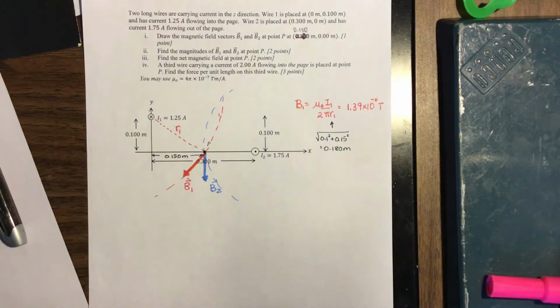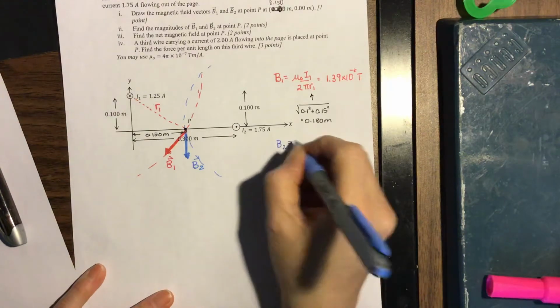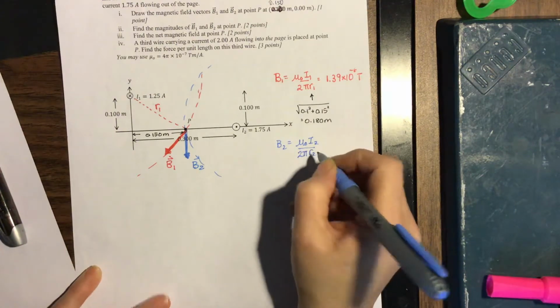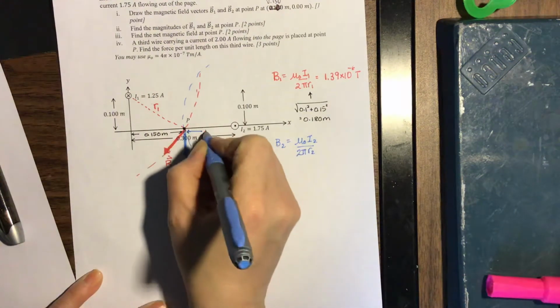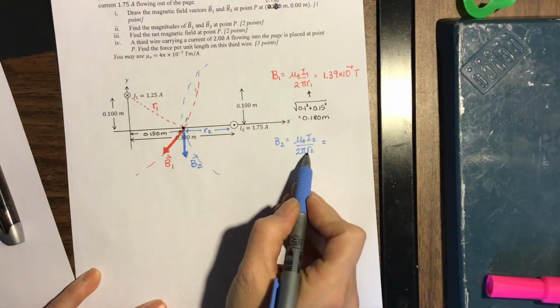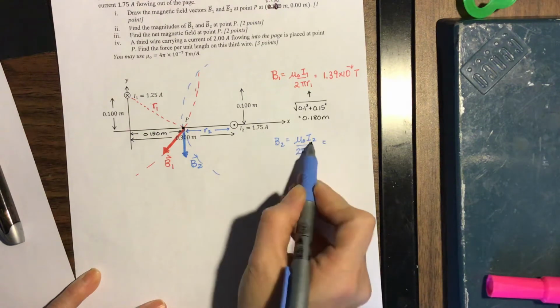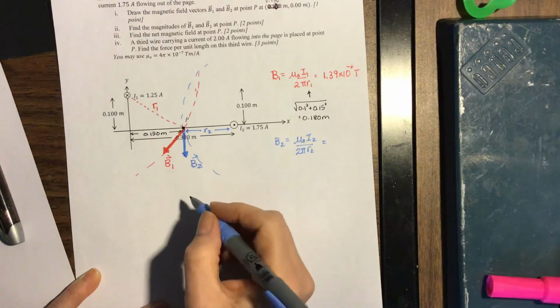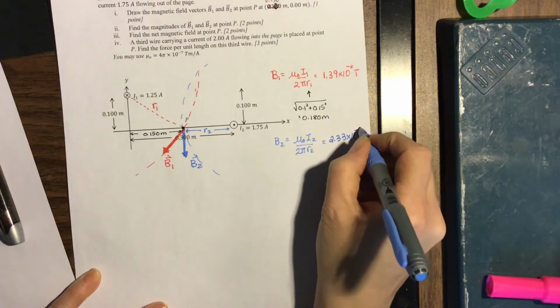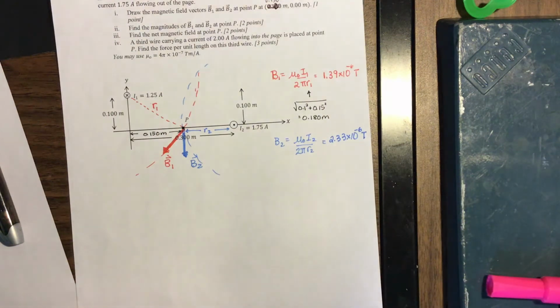So the magnitude of B2 is mu naught times I2 over 2 pi times R2. R2 is from our point to wire 2, so here's R2, and that's 0.15 meters. So 0.15 meters for R2, 1.75 amps for I2, and we get a magnitude of B2 as 2.33 times 10 to the minus 6 Teslas. So there's part 2, there's the magnitudes. For the next part, we need to find the magnetic field vector. So what we're going to do for that part is add those two things as vectors.